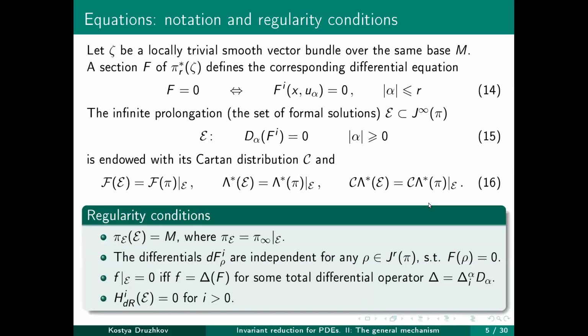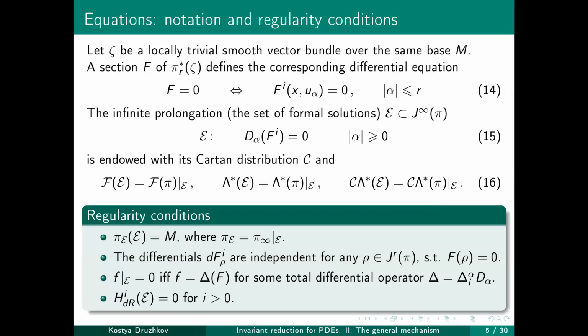Yes, I assume some natural regularity conditions. Namely, I assume that the projection from the infinite jets to the base M, restricted to our system epsilon, must be surjective. So the projection must give M itself. This simply means that since we deal with differential equations, we don't want to face relations between independent variables only.